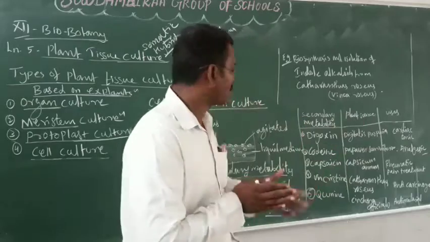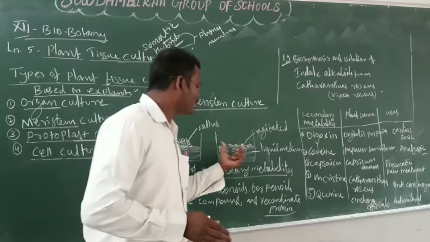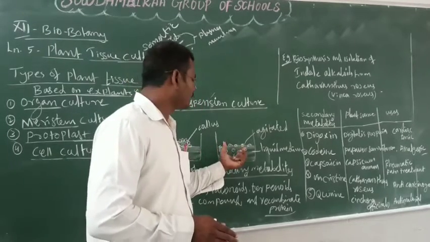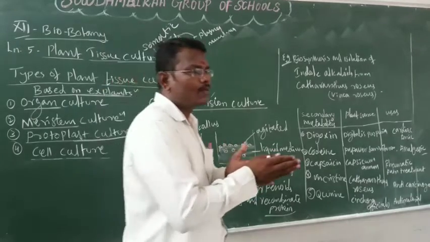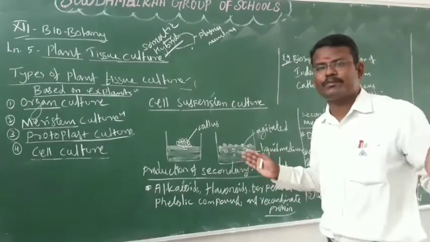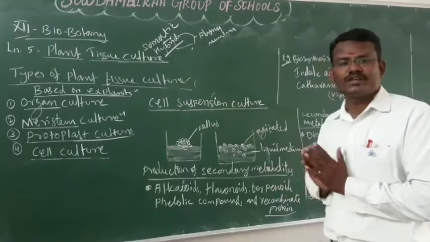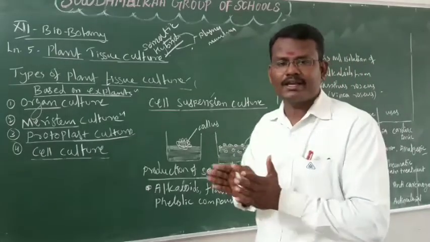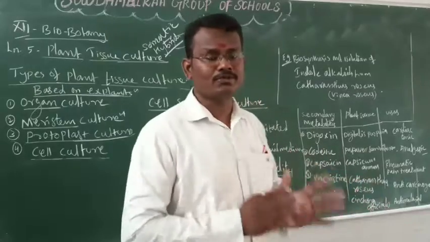The same way, this portion of the callus will be agitated using the shaker instrument. Here, the cells will be separated from the callus. Single cell separation. The cells will be separated from the callus. That we call the suspensor culture. We are using the shaker instrument for the separation of the cells in the liquid medium. That is the cell suspensor culture.